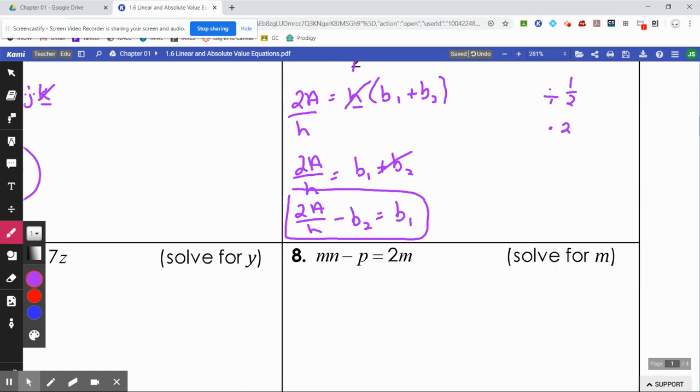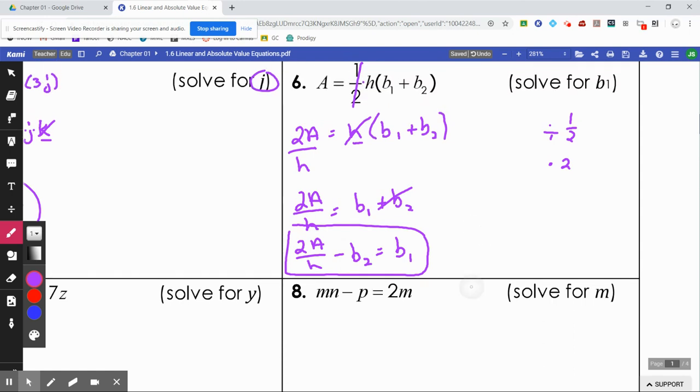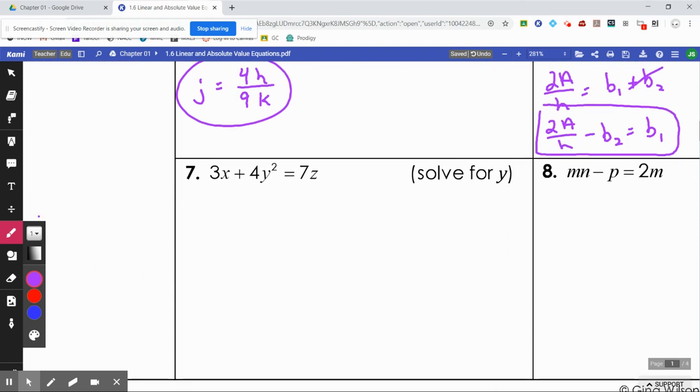Now you could have distributed there. It would have been a little bit uglier. I would have definitely still moved my 1/2 over first, but you could have distributed and done some stuff, but I think that's going to be the easiest way to work that problem.